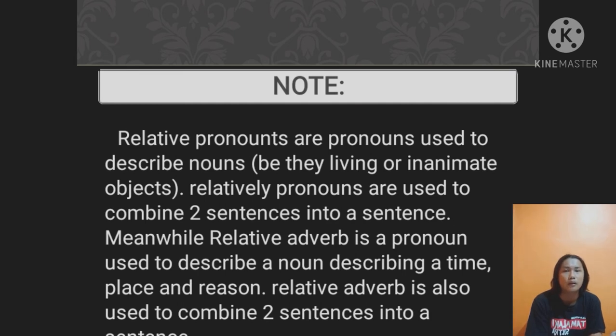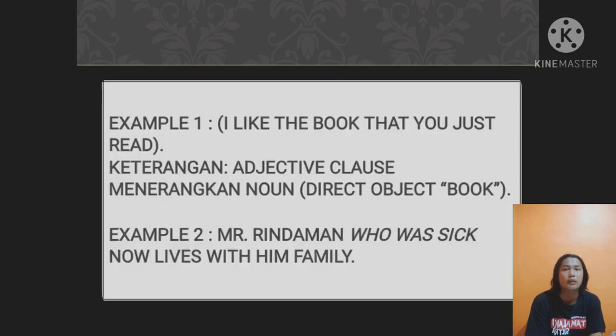Relative adverb is a word used to describe a noun describing a time, place, and a reason. Relative adverb is also used to combine two sentences into a sentence. For example, I like the book that you just read. In bahasa, saya suka buku yang kamu baca. So, adjective clause from the sentence, direct object, book.